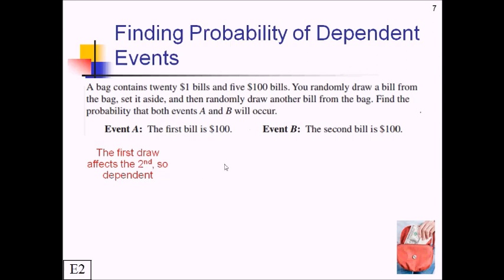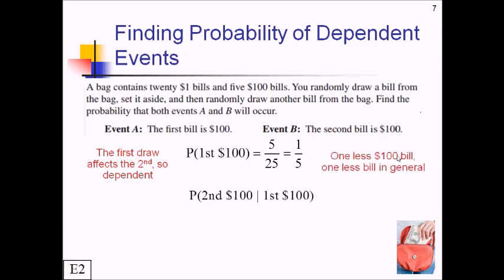So to get the probability of both of these happening, we need the probability of drawing that first $100 bill, which since we have 25 overall and 5 of them are $100 bills, that's just going to be 5 out of 25, or 1/5. But now this second event is not quite the same. This is a conditional probability. This is the probability of getting a second $100 bill given that we've already drawn that first $100 bill. So things are going to change because we have one less $100 bill because we already drew one the first time, and we also have one less bill in general.